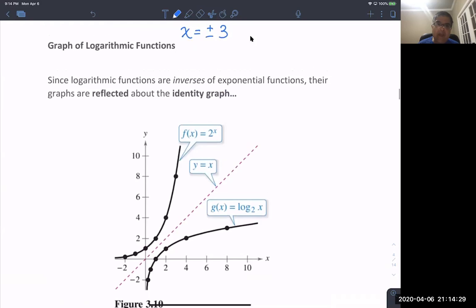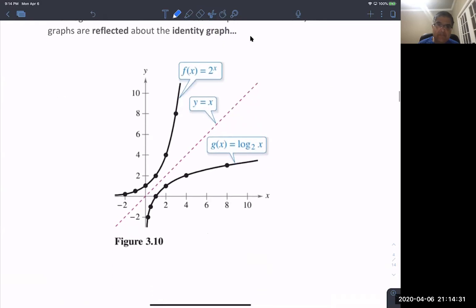Now, let's talk about the graph of logarithmic functions. So this is the exponential function 2 to the x. The left graph is the exponential function 2 to the x, and we've talked about this graph extensively. We know that it has a y-intercept at 0, 1, and it has a horizontal asymptote at the x-axis, y equals 0. And this is the graph.